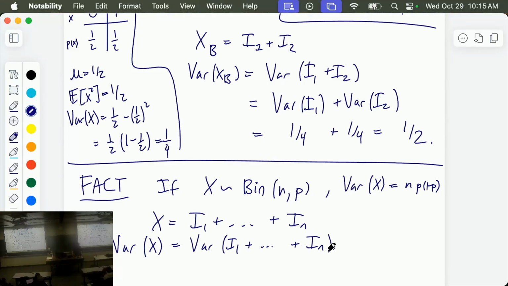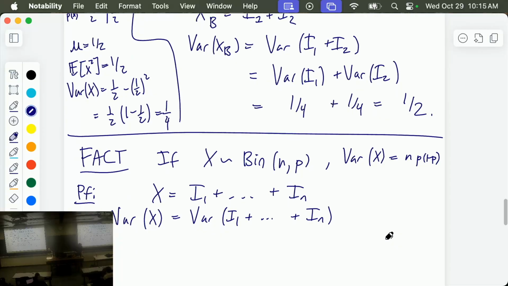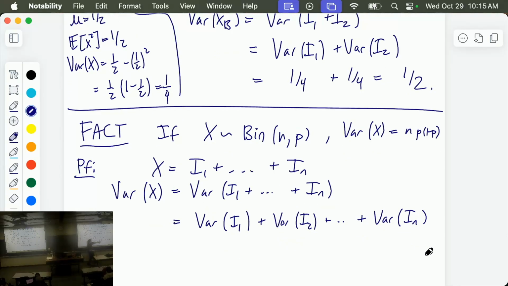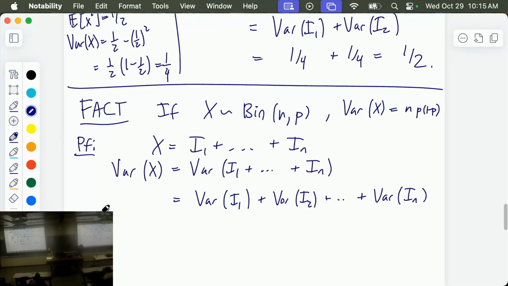And now, by the linearity, this is the variance of each of them. The variance of I1 plus the variance of I2 plus ... plus the variance of In. And now we have adding up the variance of all the individual coin flips. Each individual coin flip is either 1 or 0. So the values are either 0 or 1. And the p-values are p and 1 minus p. This is an individual coin flip.